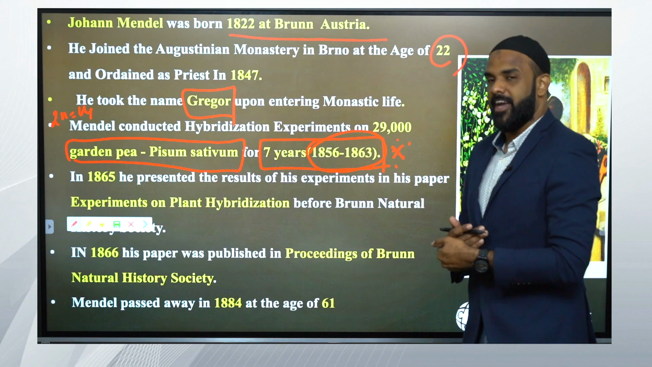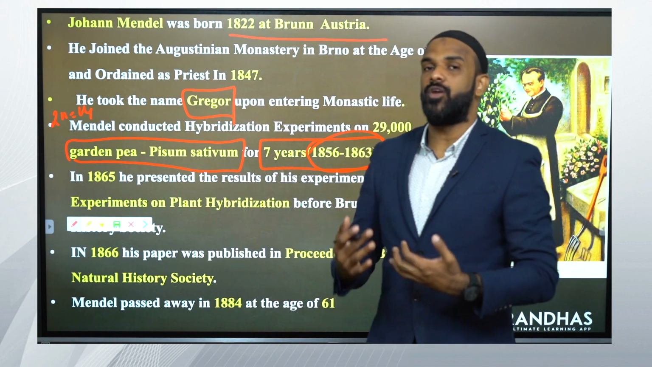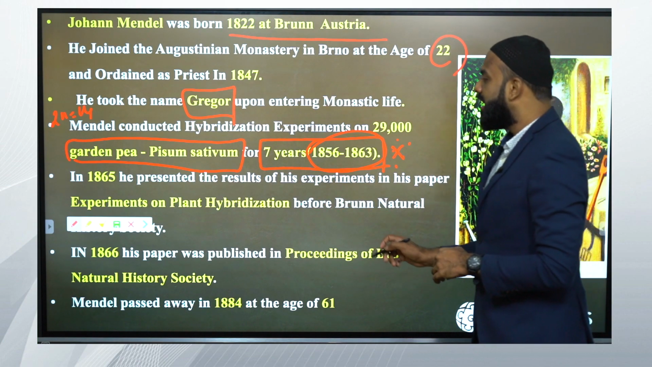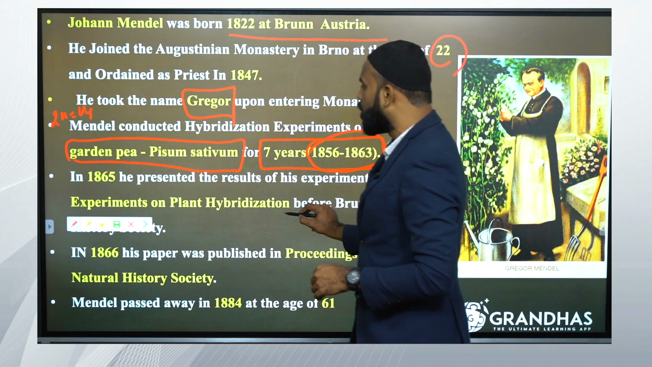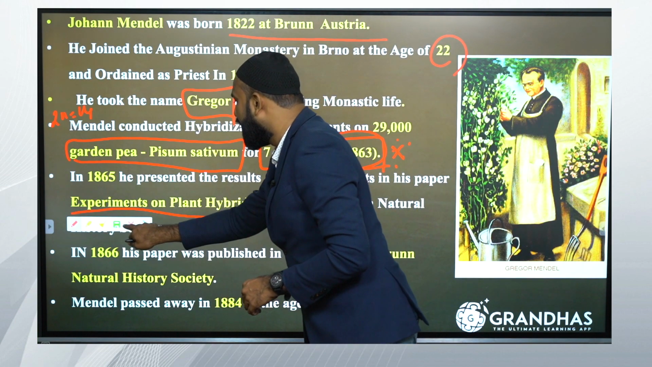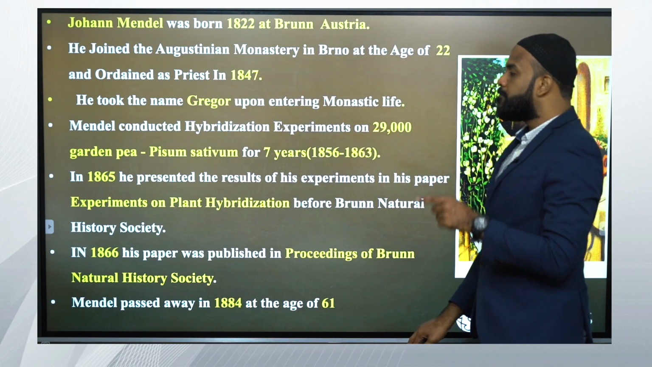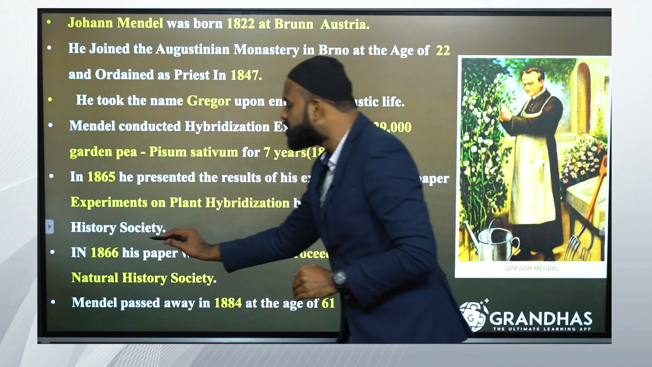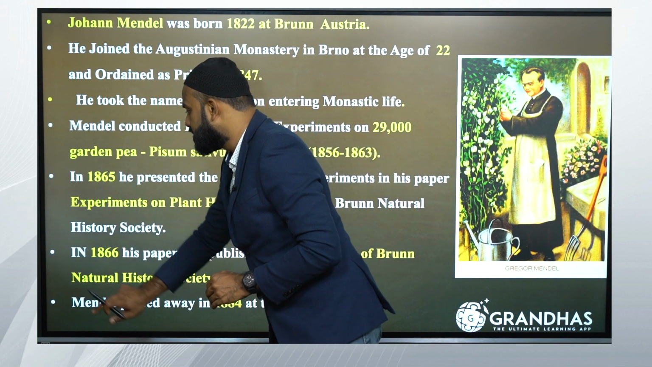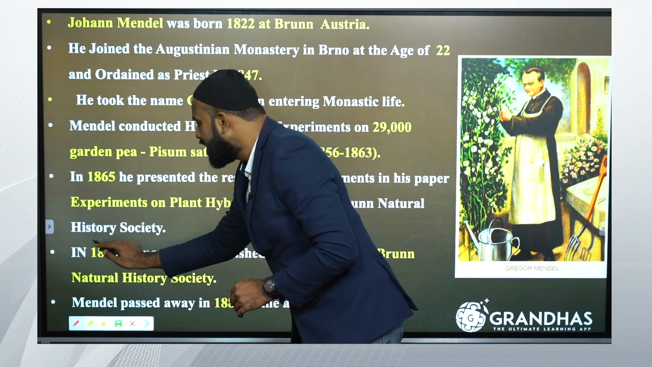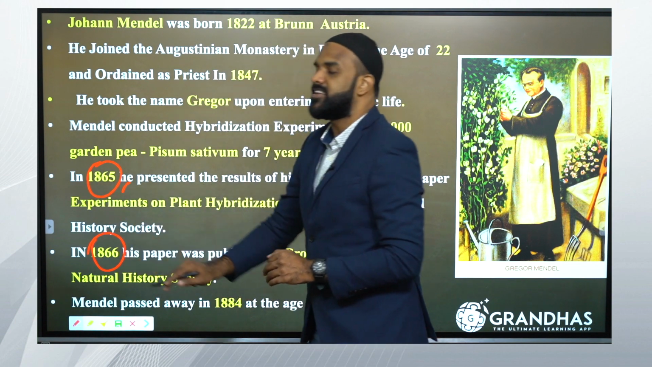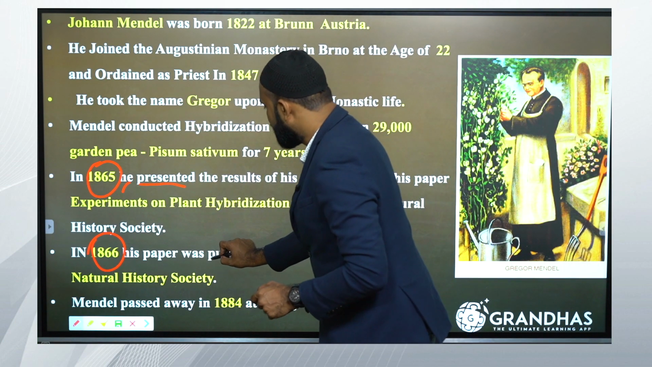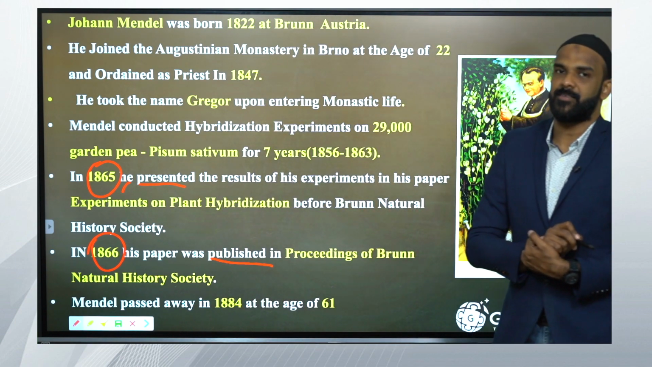Now in 1865, from all the experimental work that he conducted, he presented the results of his experiments in a paper called Experiments on Plant Hybridization. So he presented the paper in 1865 and it was published in 1866. So there you need to note down 2 years. One is 1866 and the other is 1865. If it is presented, it is 1865. If it is published, it is 1866.